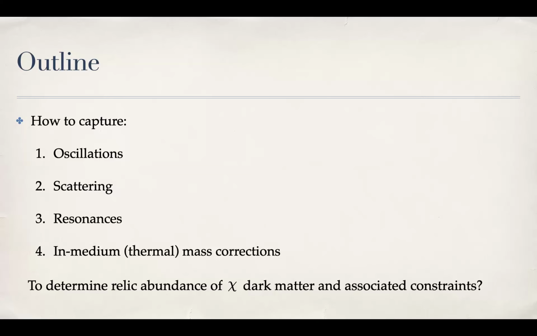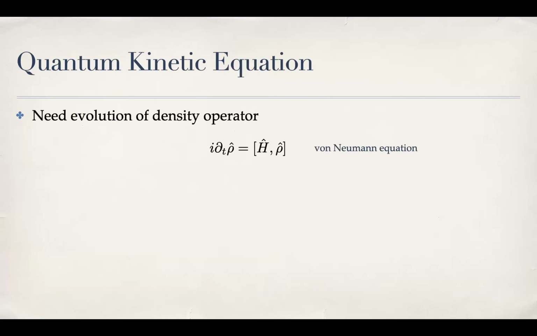These measurements, these resonant lambda center-like resonances, and these in-medium thermal mass-like corrections are very important, as we just showed, for setting what the mixing angle is, the temperature-dependent mixing angle. We want to figure out how you can combine all these effects to determine the relic abundance of your chi dark matter and the associated constraints.